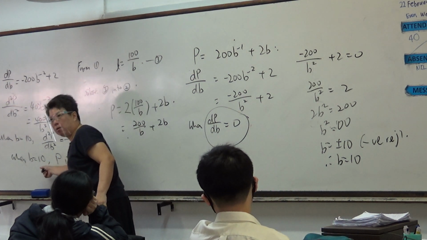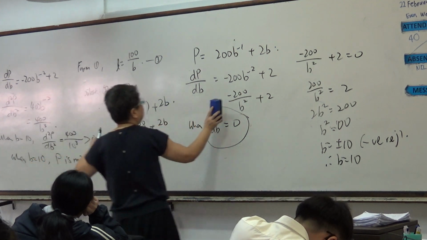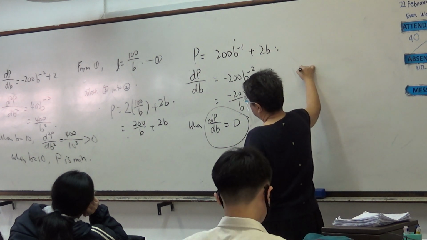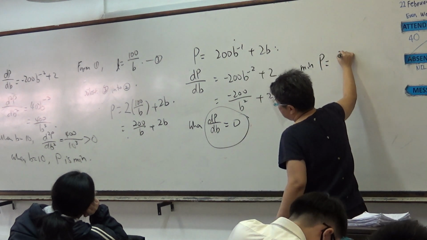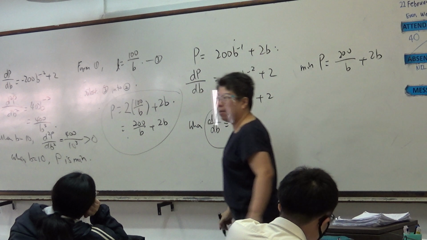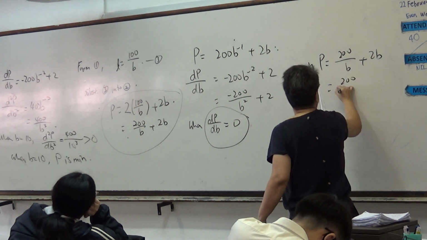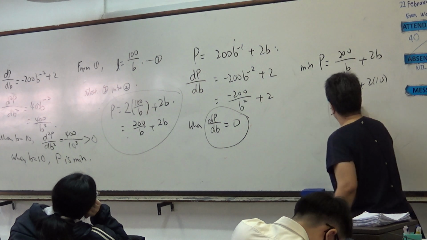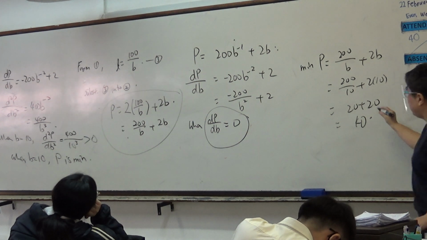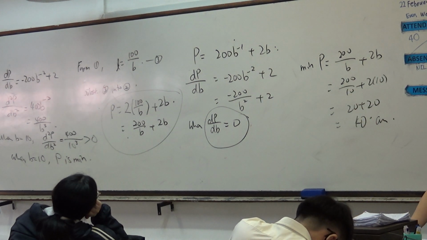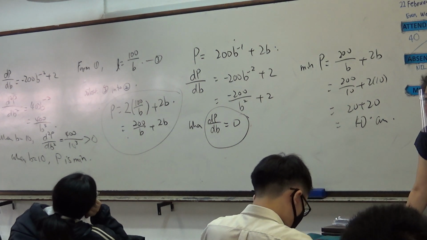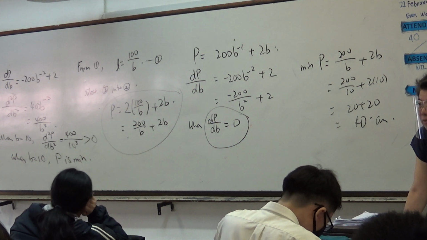Alright now. Okay, so minimum perimeter. Just now we wrote it in terms of B already. So now B is 10. 20 plus 20, what's the answer? 40. So the minimum P is 40 cm. Everybody okay? Do you understand what I'm saying?